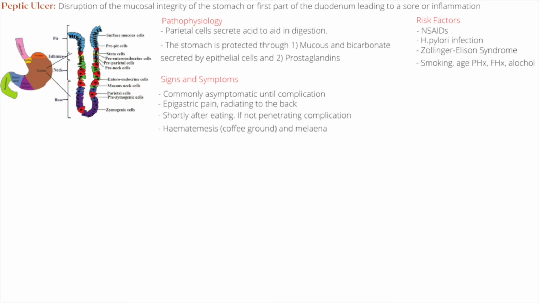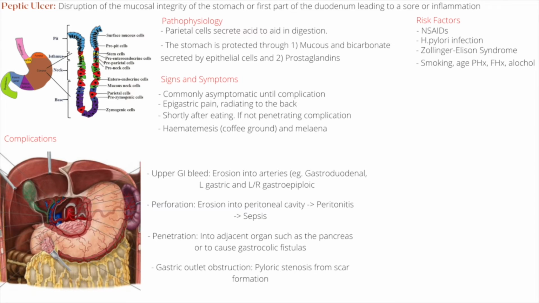So complications we have already touched on, but a good way to think through it is by looking at the diagram. Firstly, there may be an upper GI bleed if there is erosion into a blood vessel, usually the gastroduodenal artery, the left gastric artery, or gastroepiploic arteries. There may be perforation if the ulcer erodes through the wall of the organ into the peritoneal cavity, and this would be concerning for peritonitis and sepsis.